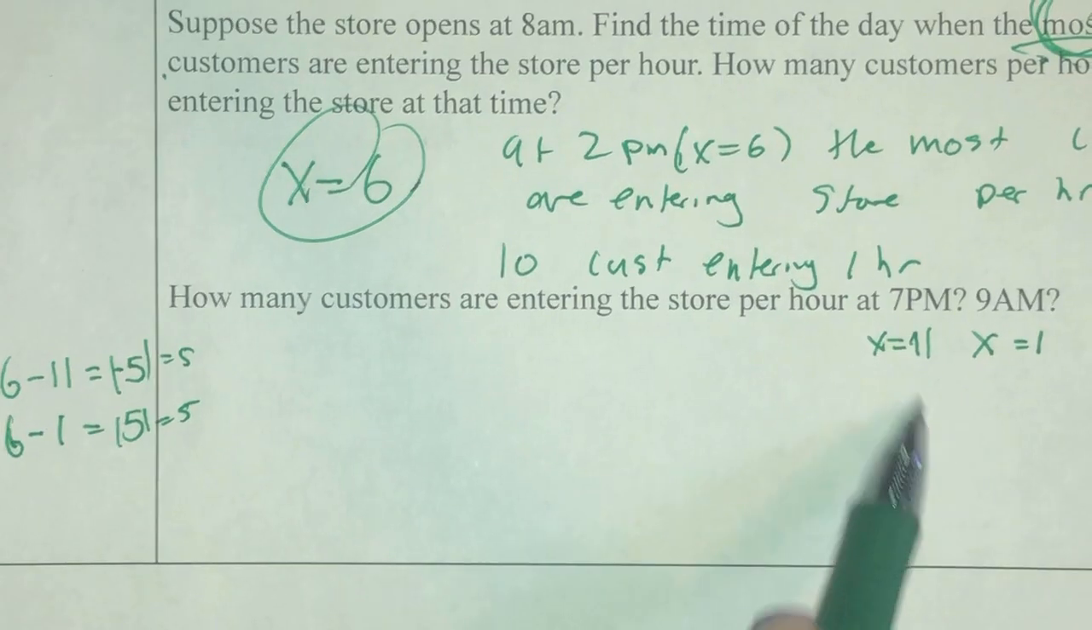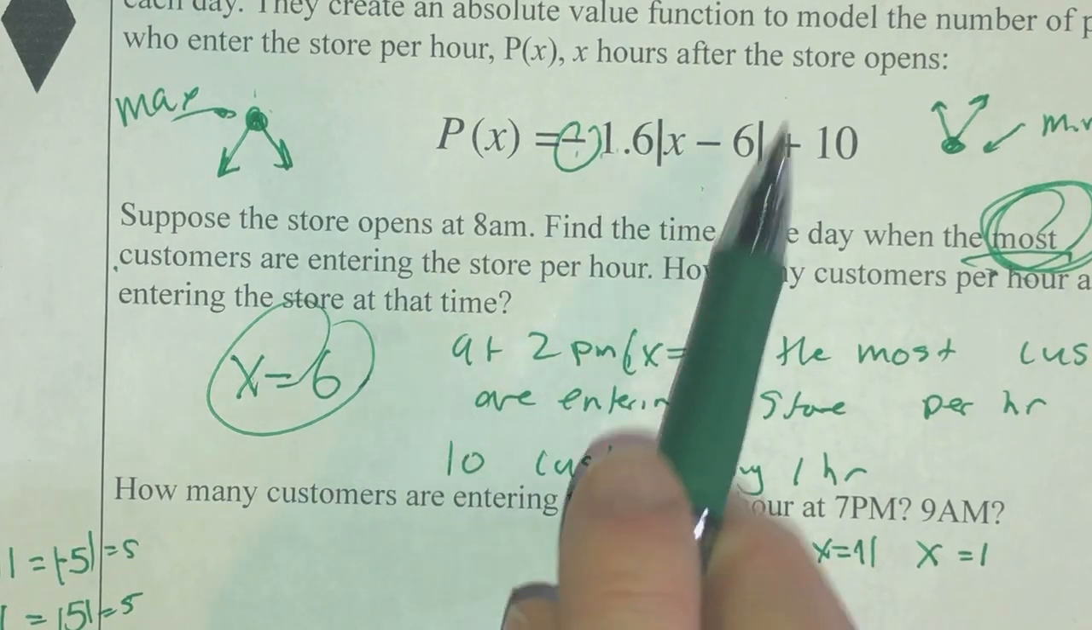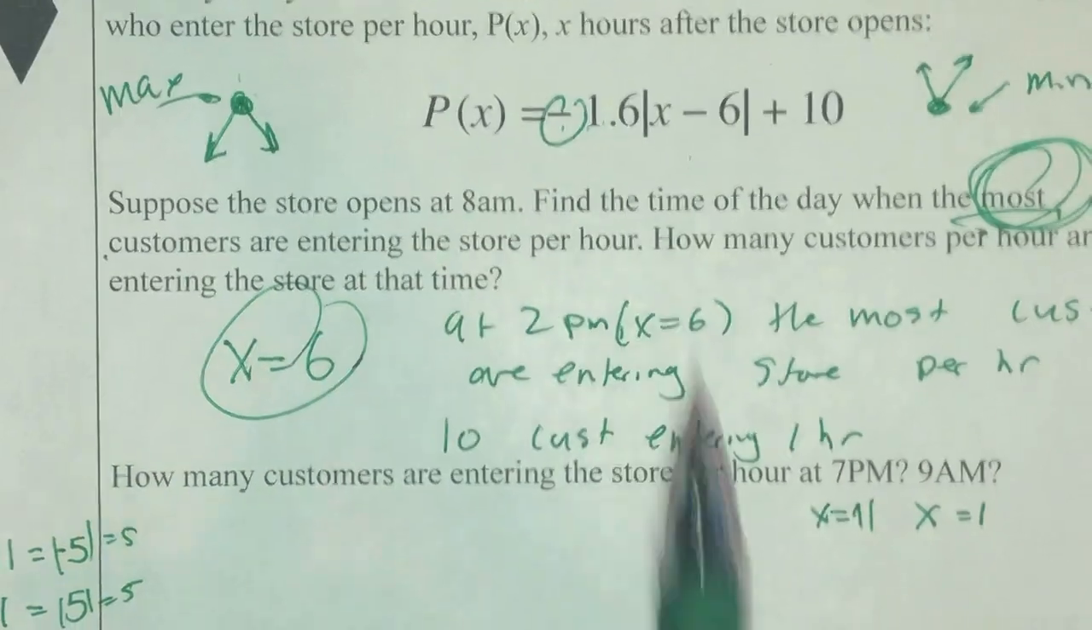So let's go ahead and plug in. 11 minus 6 is 5. Absolute value of 5 is 5. 5 times 1.6 is 8.0.